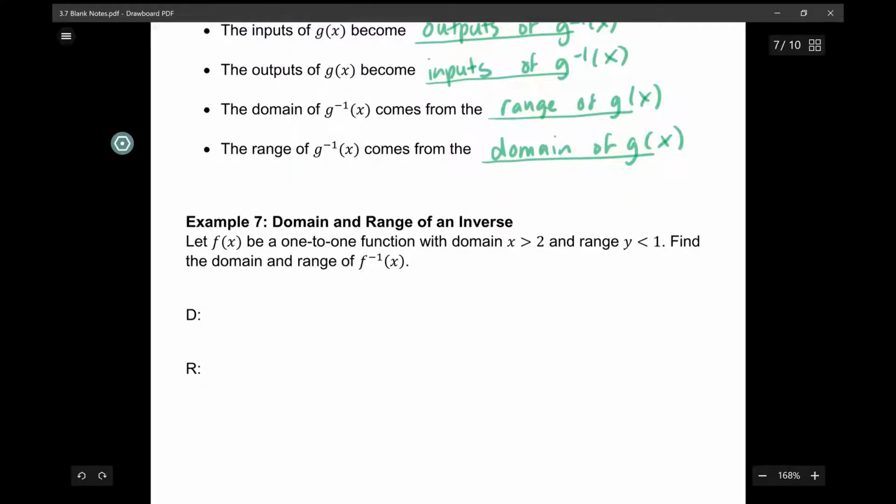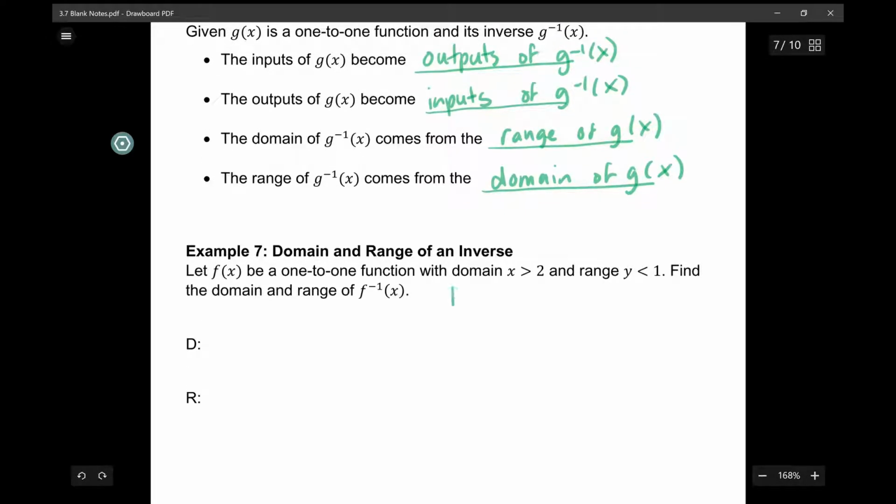So let's say we have a one-to-one function with a domain of x greater than 2 and a range of y less than 1. Find the domain and range of f inverse of x. Well, first, let's write the domain for f of x. That's x greater than 2. Let's write that in interval notation, 2 to infinity. And the range for the original function is y less than 1. So that's minus infinity up to not including 1.